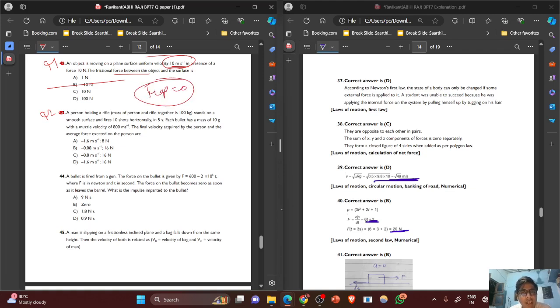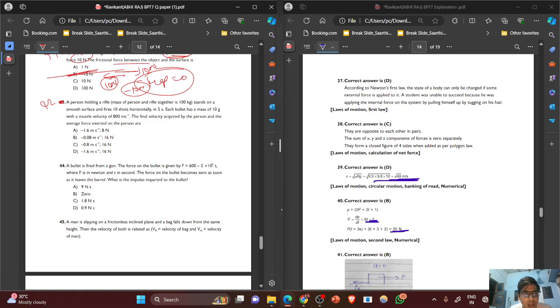Because if the velocity is constant, there should be zero net external force. And to get zero net external force, if 10 Newton is acting in this direction, then in the opposite direction there should be 10 Newton. So it will be minus 10 Newton. That is the correct answer.